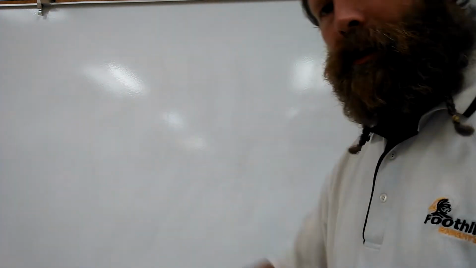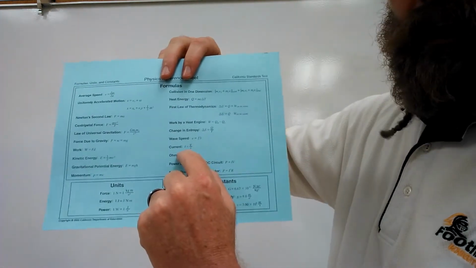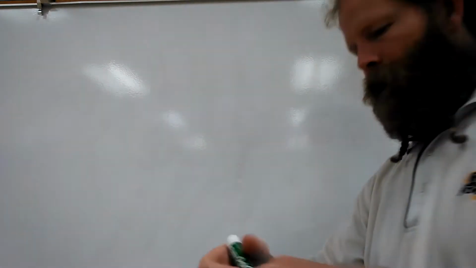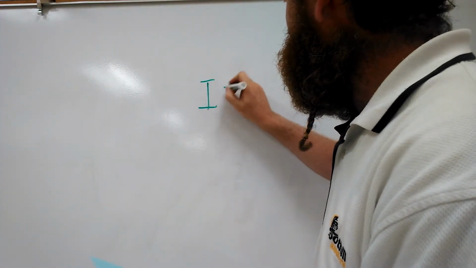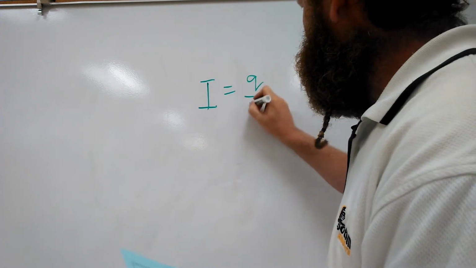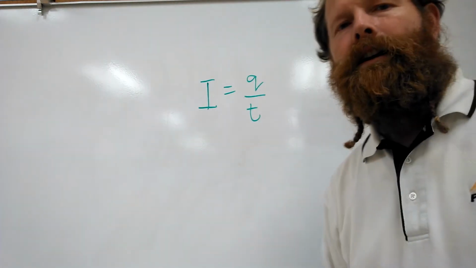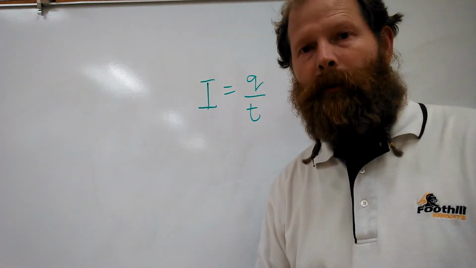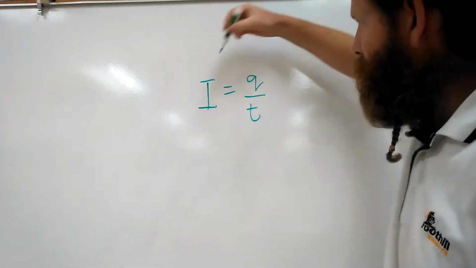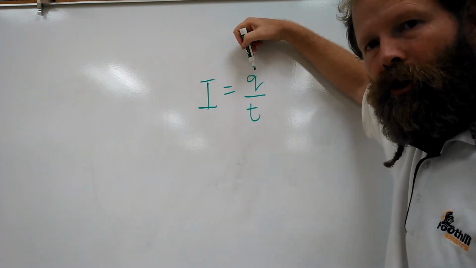As we take a look at them, let's just say we take the current equation, which is right here, so you can look at your own. That equation is I equals Q over T. We can look at that equation and there are several relationships we can see here. We can see there's going to be a relationship between I and Q.